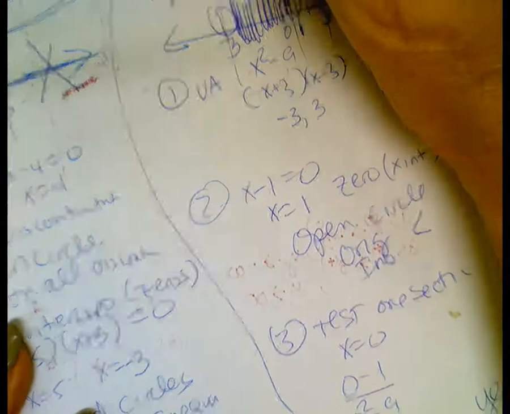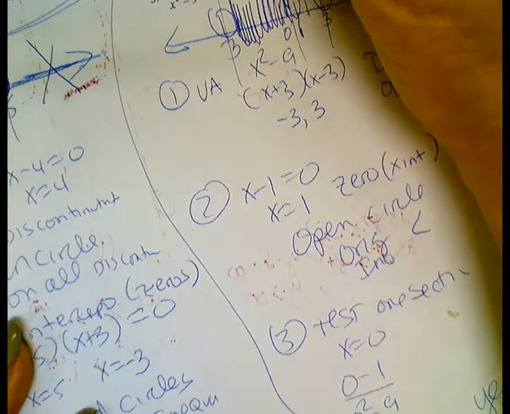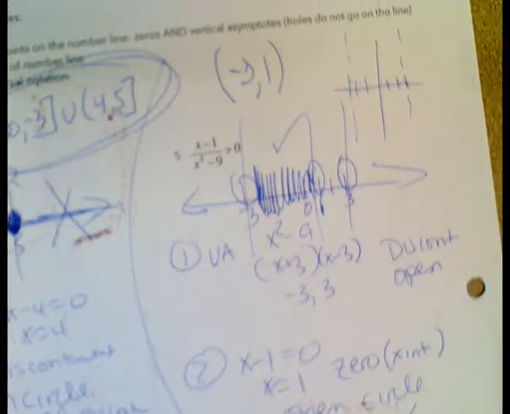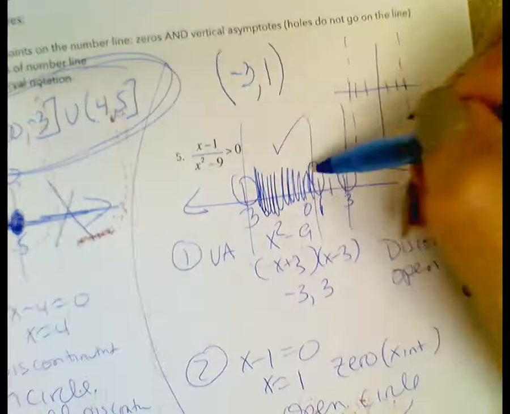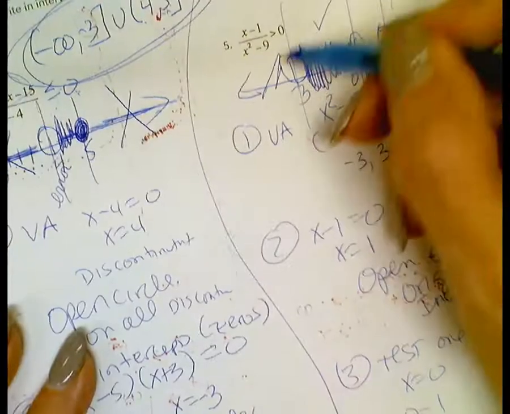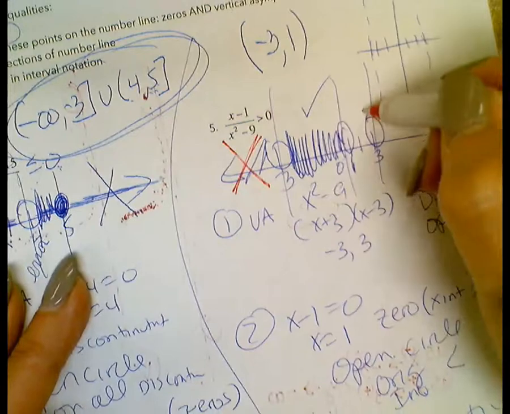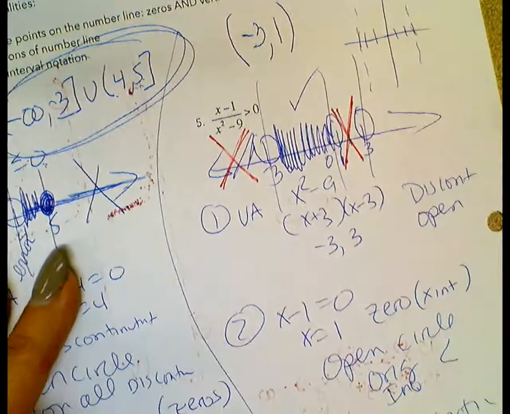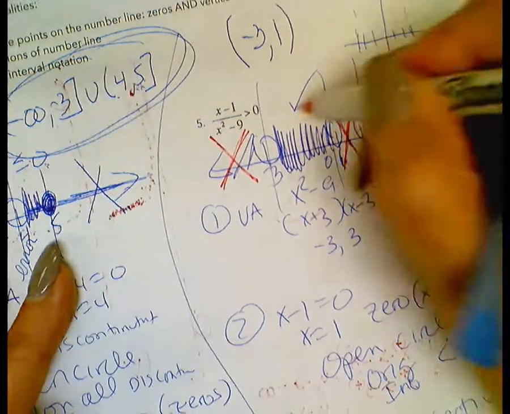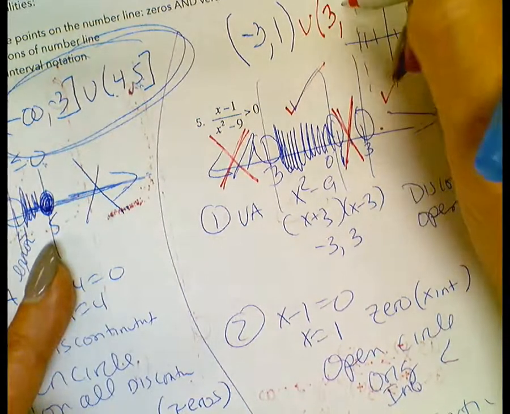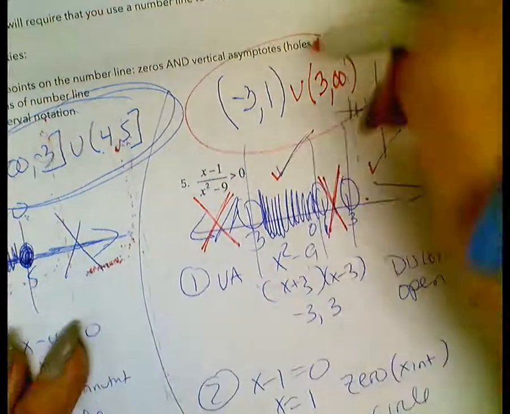So one of my answers is -3 to 1. They're both parentheses because they're both open circles. That means the section to the left of this does not work. The section between 1 and 3 does not work. And then it also works over here. So anything from union with 3 to infinity will also work. 3 to infinity. This is your answer.